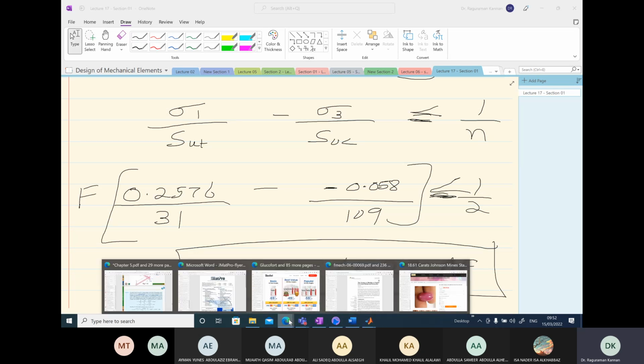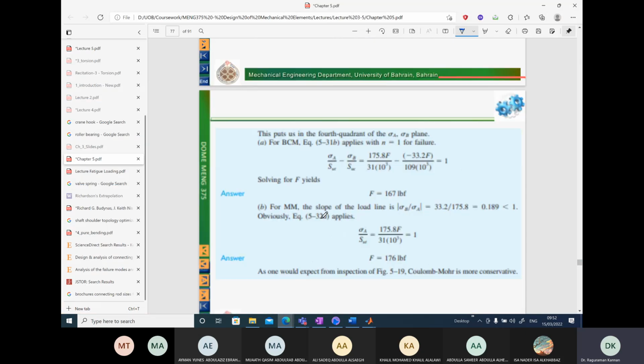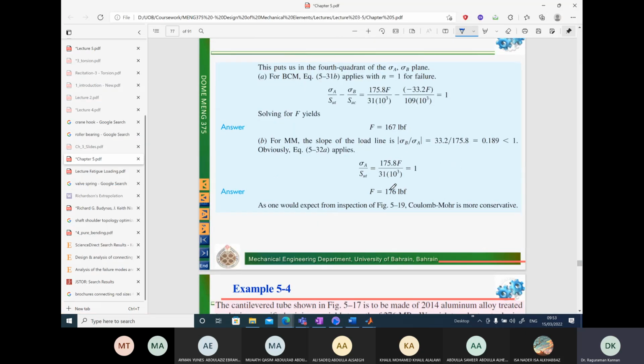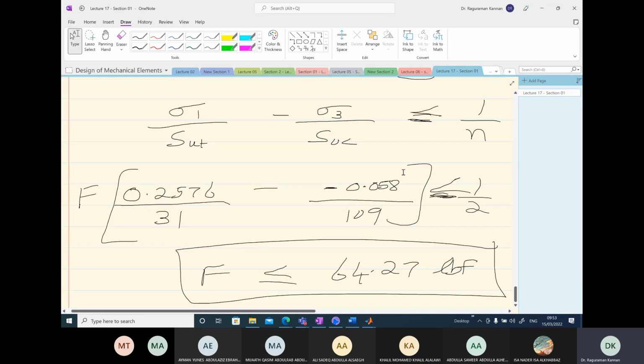Let's check the answers. Without the factor of safety and without the stress concentration factors, you get 176. Remember, we have used stress concentration factors KT and KTS in addition to a factor of safety 2, and therefore we get a value here. This is the value, sorry. We get a value much lesser than that.